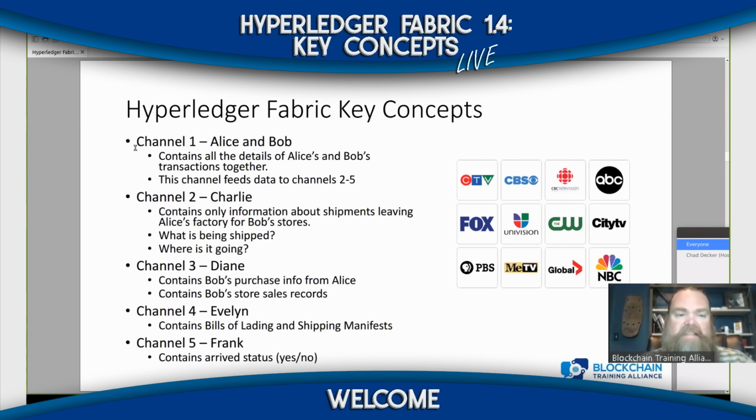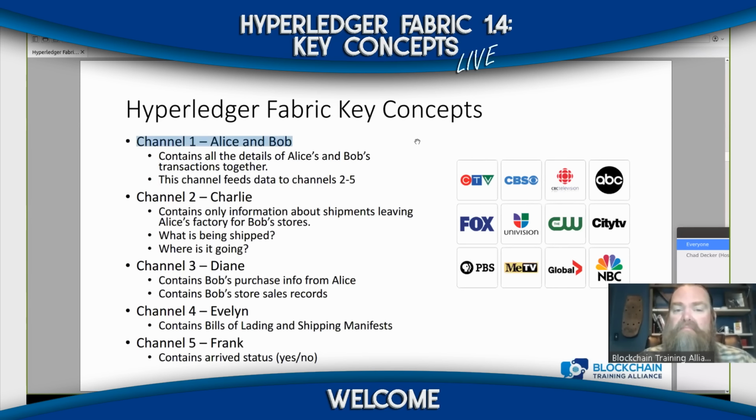We can say, hey, let's have one channel that Alice and Bob share. And this channel contains all of the information that Alice and Bob share together. Now, Alice is a member of many different channels with many different retailers. One of them happens to be the one she shares with Bob. Bob is the other side of this many-to-many relationship.